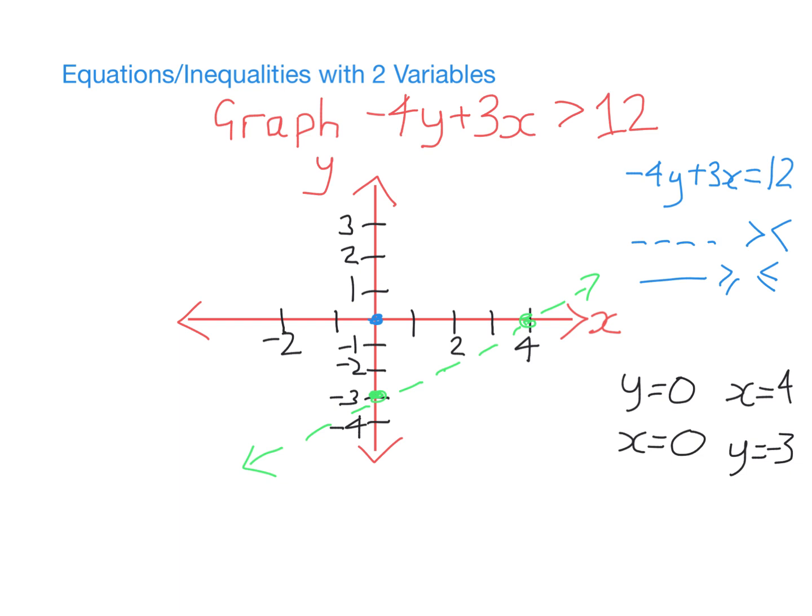Now we need to substitute 0, 0 into our original inequality. That means I change y and x to 0. If y and x are 0, I get the statement 0 is greater than 12. That is clearly false. That means that 0, 0 is not part of the region we want to shade. So rather than shading this side on which 0, 0 lies, I'm going to shade the other side.